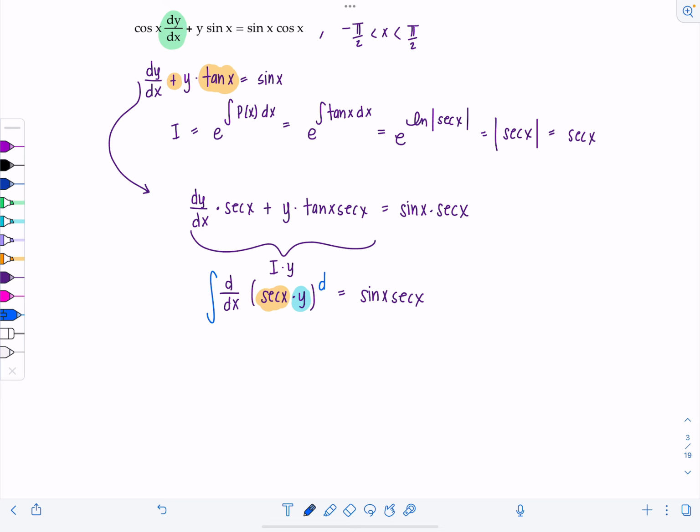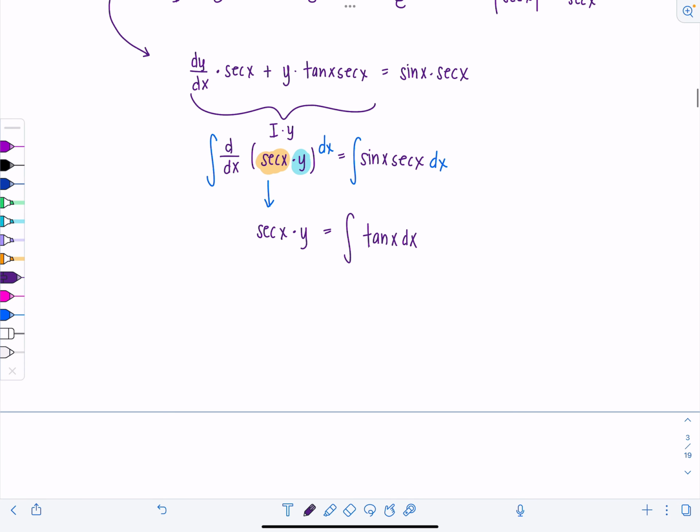Woohoo. So we're going to integrate both sides now with respect to x. You don't do anything on the left because this integral and this derivative undo each other. So you just have integrating factor times y. And then we have to integrate sine x over secant x, or sine x times cosine x... I mean, sine x over cosine x, which is tangent x. So then we have secant x times y equals ln absolute value secant x plus c.